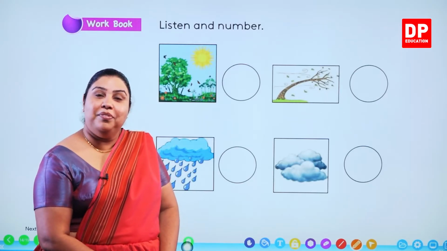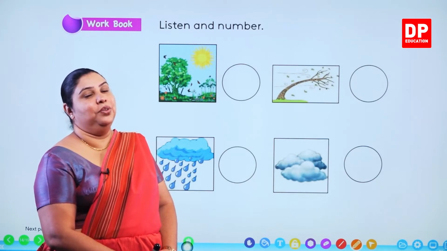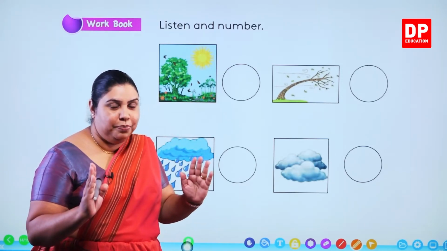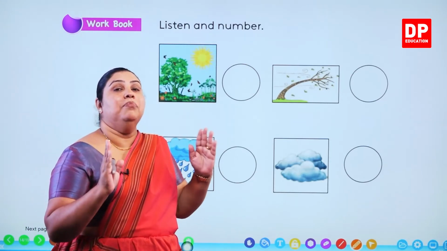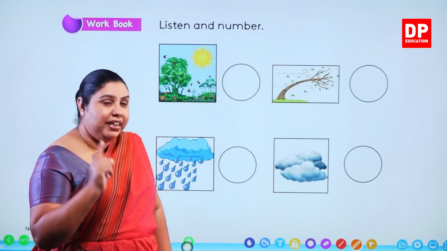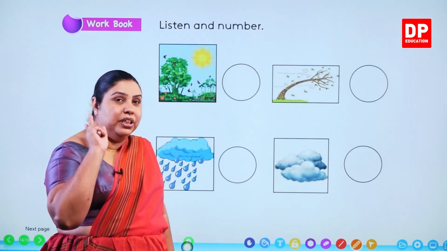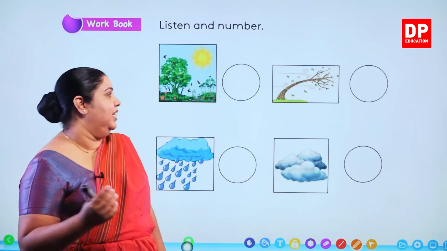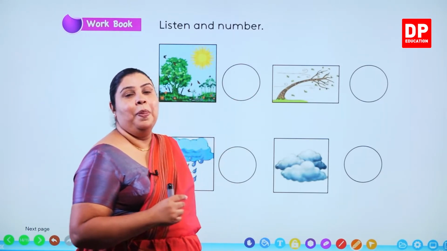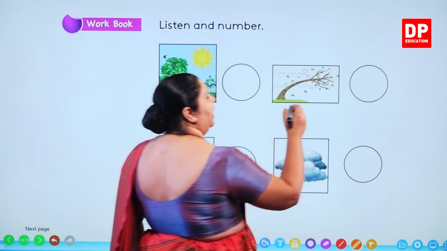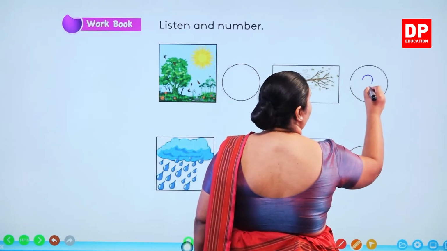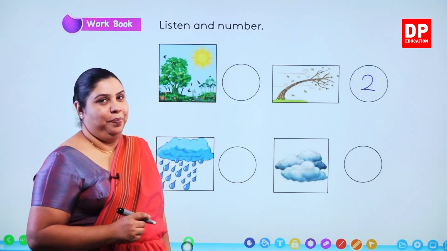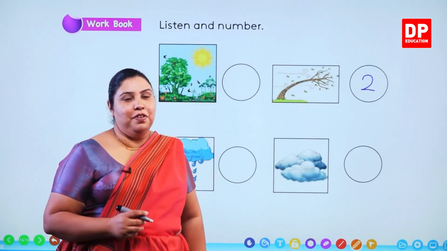So now you have to write the number that I ask you to write inside this circle. You have to find the correct picture and write the number that I ask you to write. So what did I say? I said number 2, windy day. Now where is that picture? It is over here. What are you going to write? You have to write number 2 inside this circle because it is the windy day. Okay, now we have completed 1.